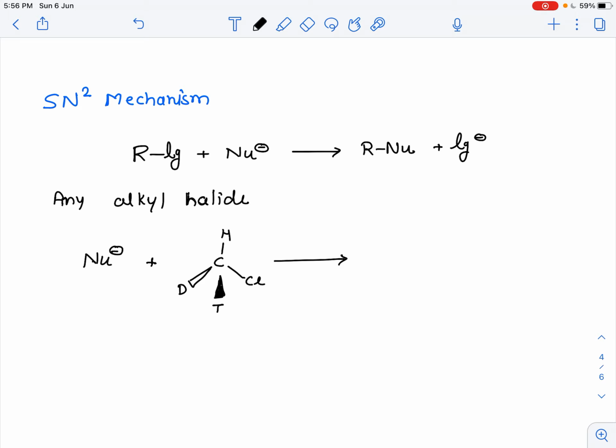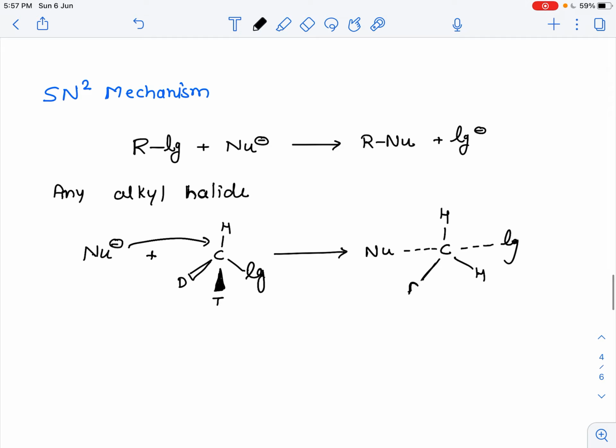Okay, now we are coming to the SN2 mechanism. Same thing, the nucleophile substitutes the leaving group. In this, the only thing which happens is that the leaving group, the Cl, is not leaving the substrate before the nucleophile attacks. In this, the nucleophile attacks from behind. It will be in this way. This is D, this is H, and this leaving group will be leaving.